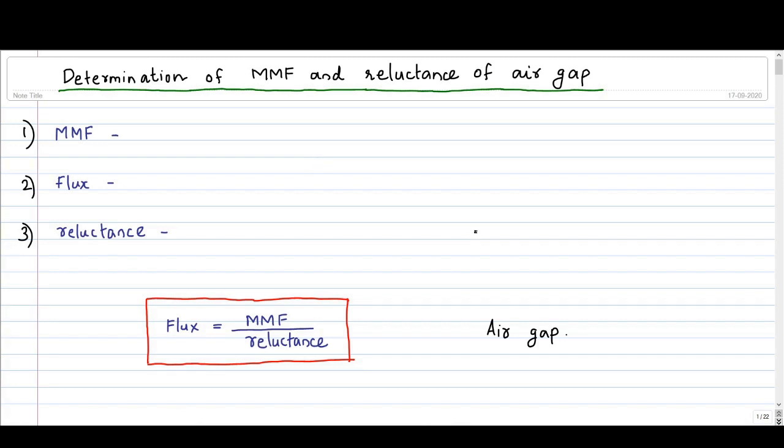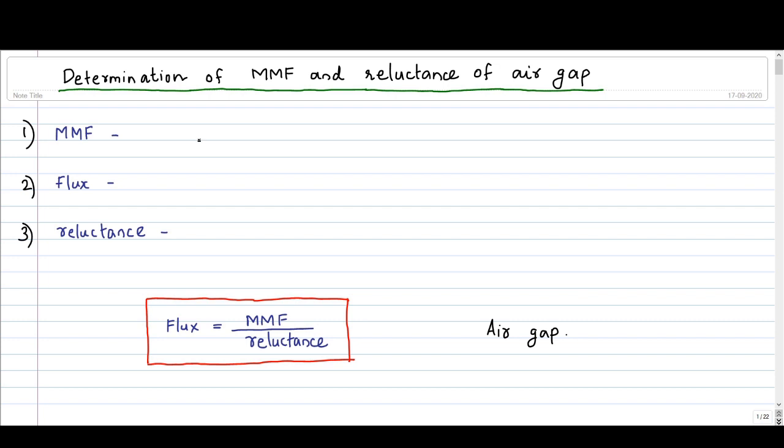Welcome to this video. In this video, we will study how to determine MMF and reluctance of air gap in a rotating electrical machine. The study of magnetic circuits is important in the design of electrical machines. Before going into the details, let us briefly review these three terms that we usually come across while studying magnetic circuits. The first one is MMF.